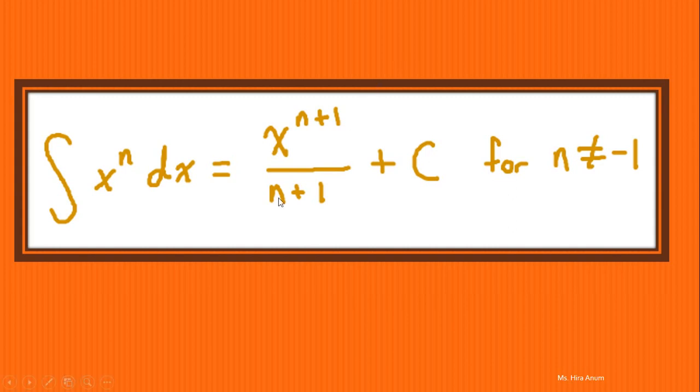This is the basic formula of integration. Integral of x^n dx equals x^(n+1) over n+1 plus c. This is not for n equals minus 1, because when we put minus 1 it becomes x^0 over 0, which is infinity. So we cannot put minus 1. We can put minus 2, 2, 1, 3, any real number, but not minus 1.